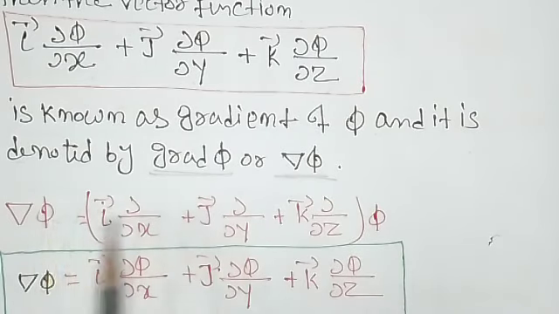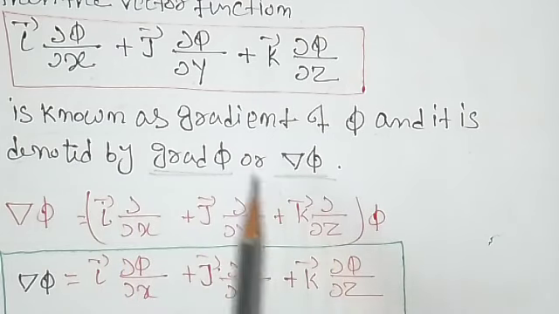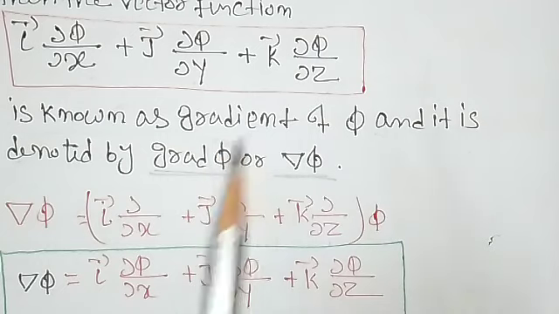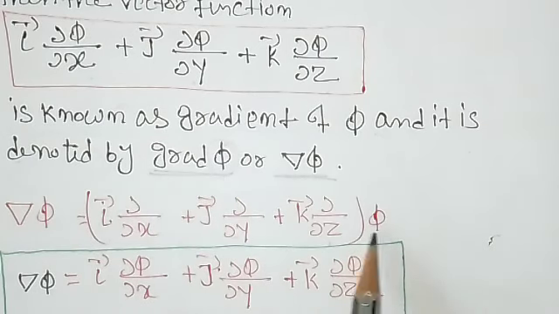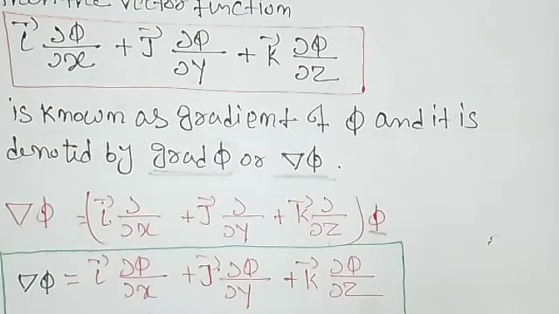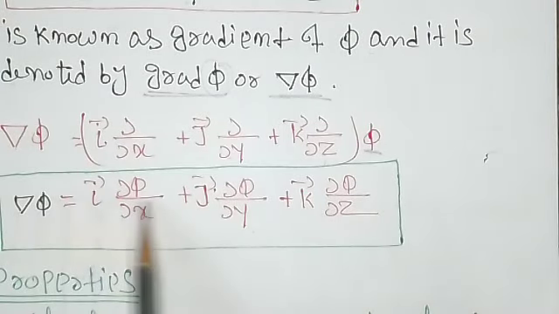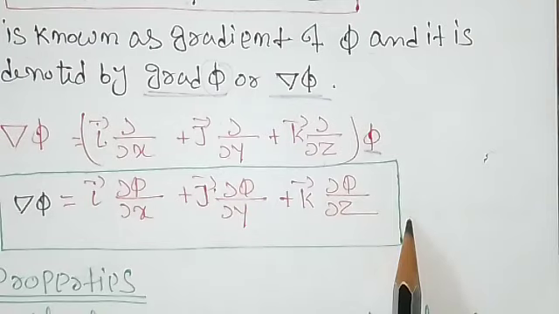So grad phi or del phi, where del you already know is i of dou by dou x plus j of dou by dou y plus k of dou by dou z, and phi is a scalar point function. So when you apply the del, that is the vector differential operator, to phi, it becomes the gradient of a scalar point function. That means i of dou phi by dou x plus j of dou phi by dou y plus k of dou phi by dou z is known as the gradient of a scalar point function.